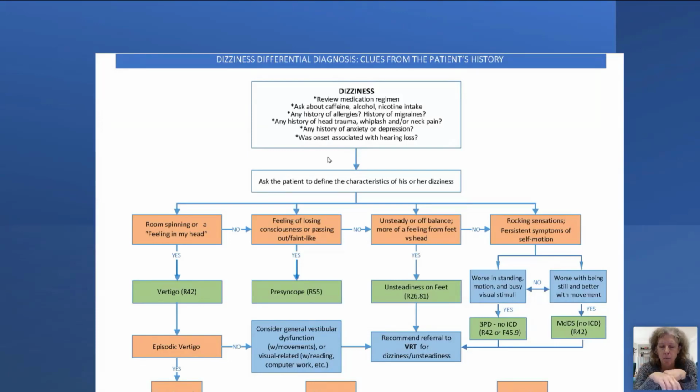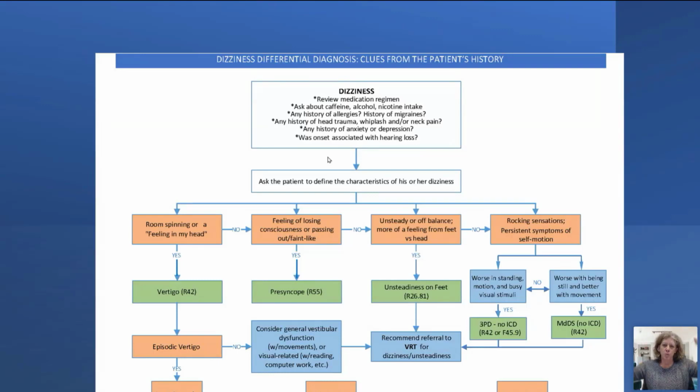Medications, just about every medication can cause dizziness. Even medicines for dizziness can result in dizziness. We want to ask questions about caffeine, alcohol, nicotine intake, any history of allergies, history of migraines, any history of head trauma, whiplash, neck injuries, anxiety, depression. Was this an onset with hearing loss? So these are some basic questions. Again, for those more skilled, experienced clinicians, you're already thinking of a lot more questions that you would ask. And then I love to ask the patient to describe their dizziness without using the word dizziness.